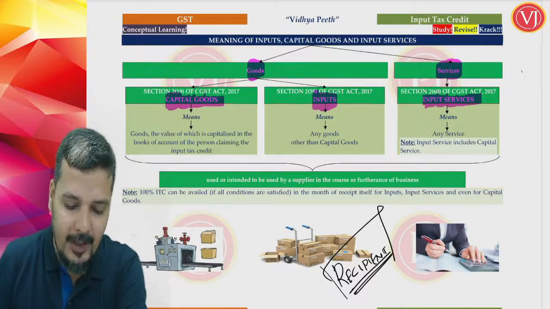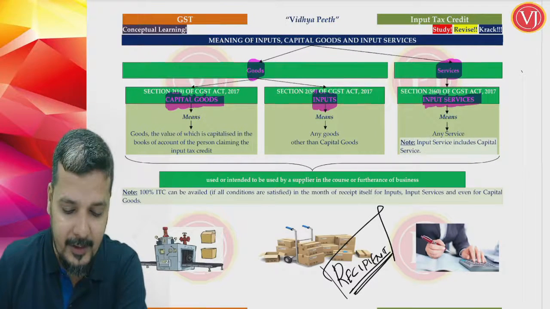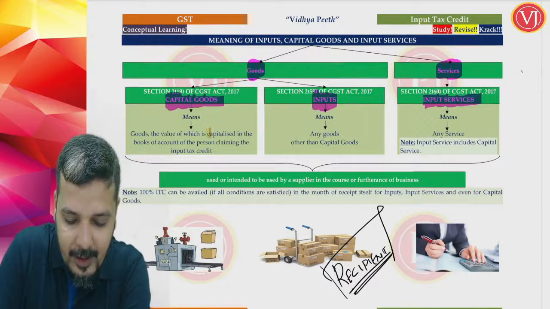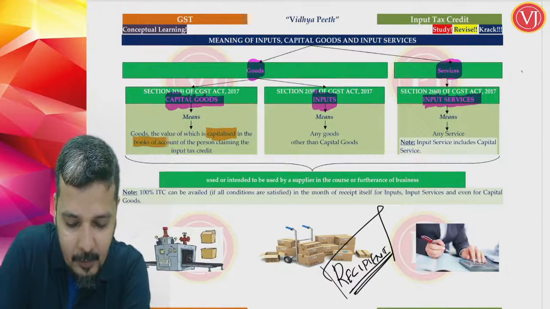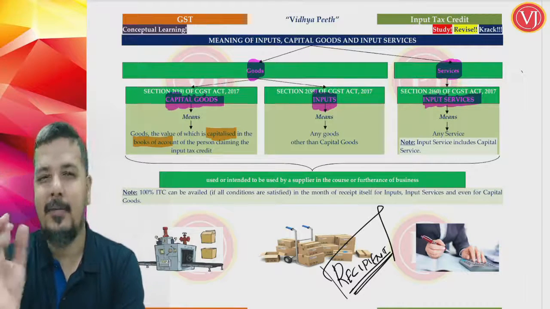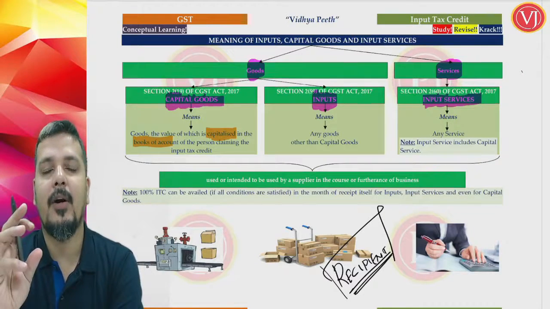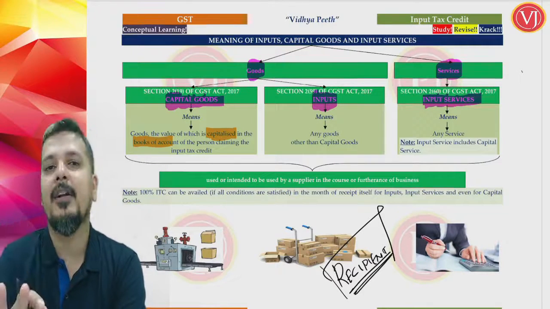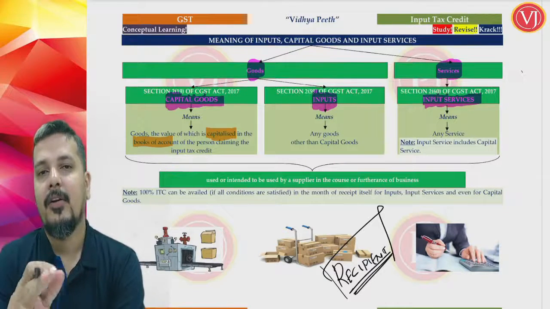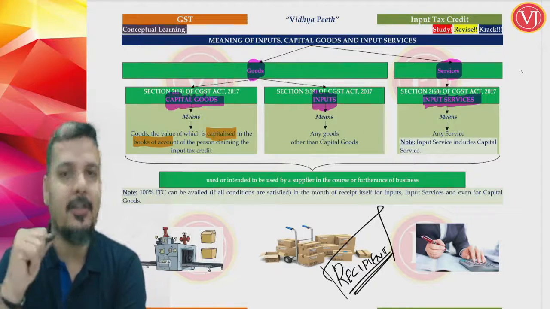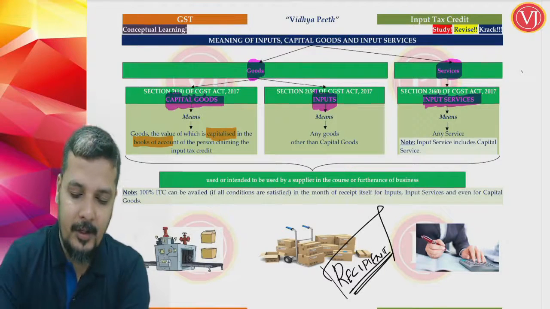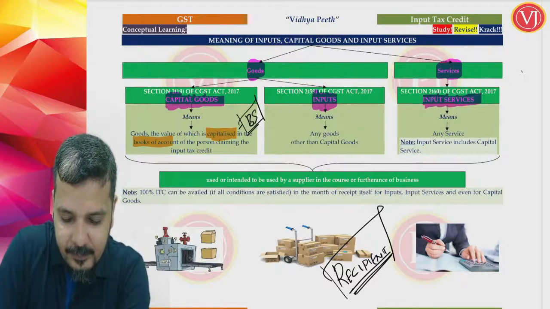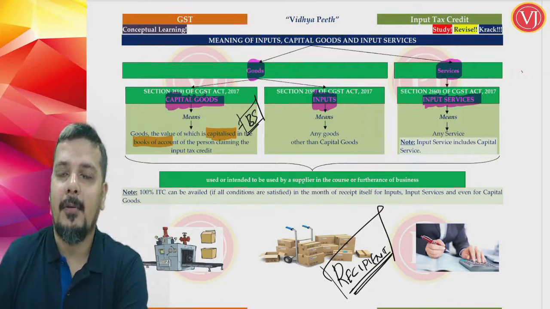So when you talk about capital goods in terms of section 2 clause 19, capital goods means goods the value of which is capitalized in your books of accounts. So if you are capitalizing the goods in your books of accounts, it is capital goods. To put it in very simple accounting language, if you are getting any goods and you are taking it to your balance sheet, then you are talking about capital goods.